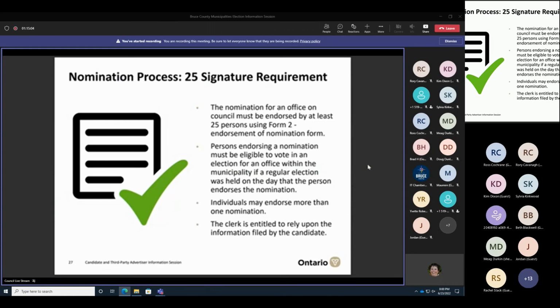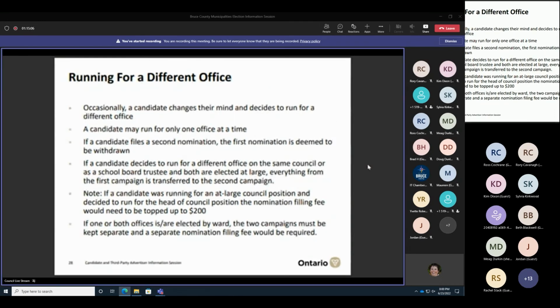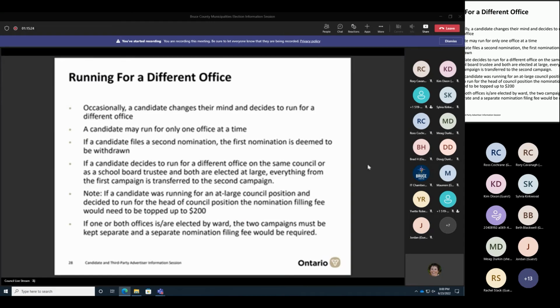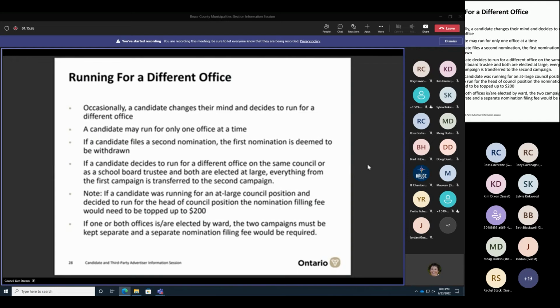Next slide, please. So running for a different office. Occasionally, a candidate changes their mind and decides to run for a different office. You can run for only one office at a time. If a candidate files a second nomination, the first nomination is deemed to be withdrawn. If a candidate decides to run for another office and they already have collected the 25 endorsement signatures, they can use these endorsements for the other office.